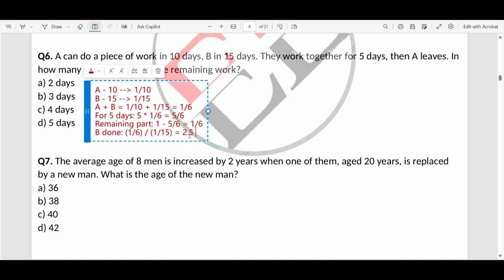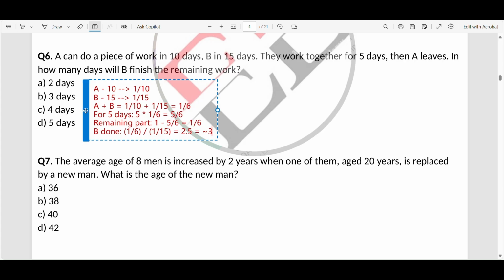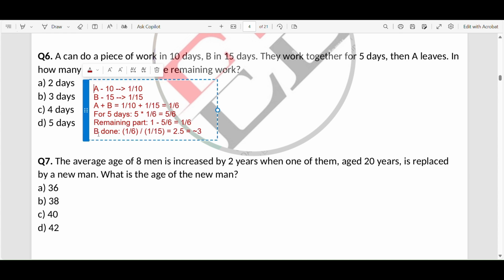Which will be approximately equal to 3 days, right? Yes. Here I hope you have understood it. See, I think this part was not understood. This part.